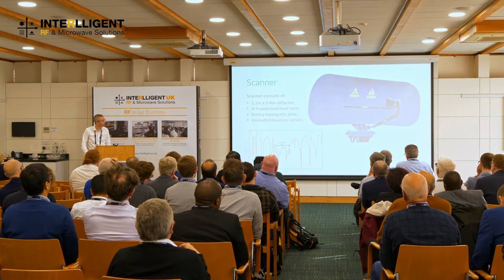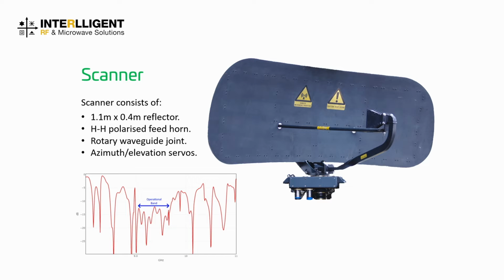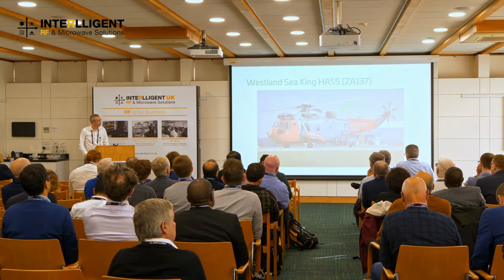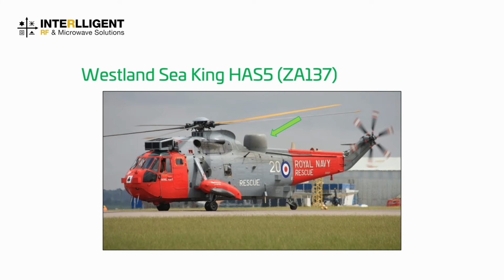So the scanner, this is a 1.1 meter by 0.4 meter reflector. It's horizontal polarized, so for transmit and receive. There's a rotary waveguide joint in the base and also the azimuth and elevation servos. After we did some servicing on this, we got a 12 dB return loss from 9 to 9.7 gigs, so relatively wide operating bandwidth.